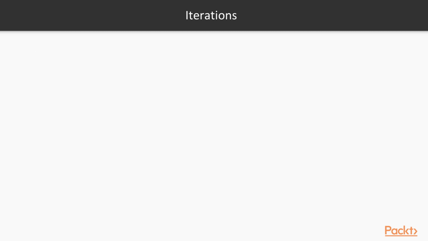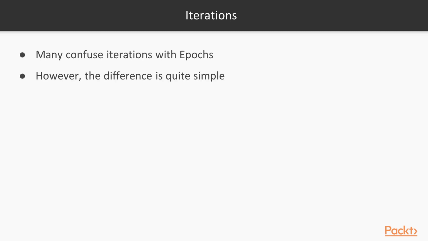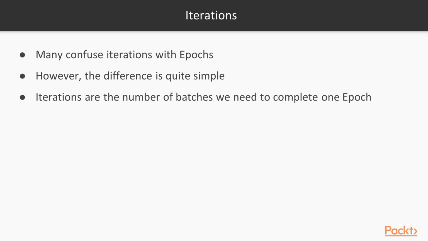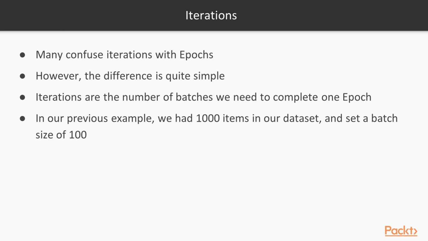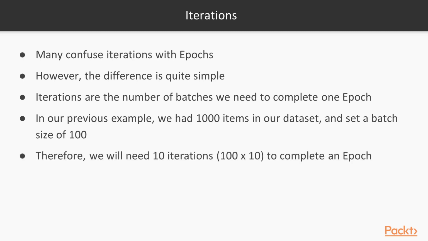Now, let's talk about iterations. Many people confuse iterations and epochs, including myself at one time. However, the difference is quite simple. Iterations are just the number of batches you need to complete one epoch. So in the same example, if we had 1,000 items in our data set and we set our batch size to 100, we need 10 iterations to complete one epoch. It's that simple.